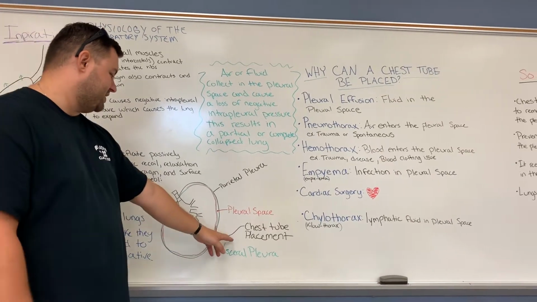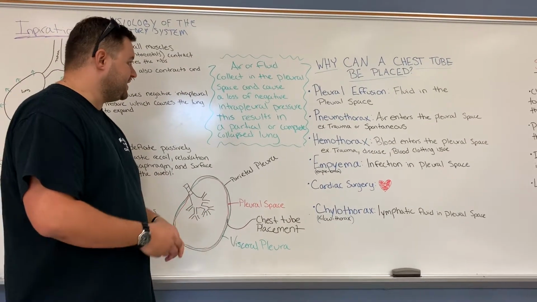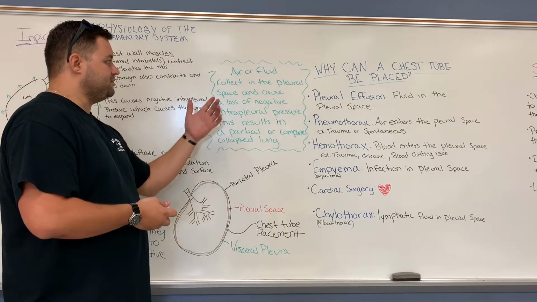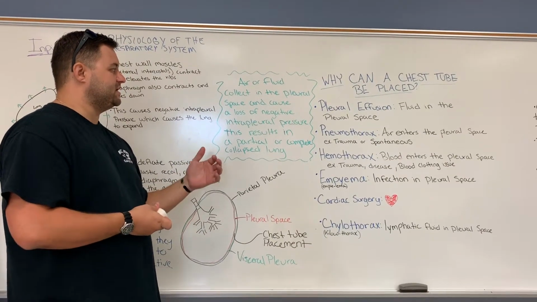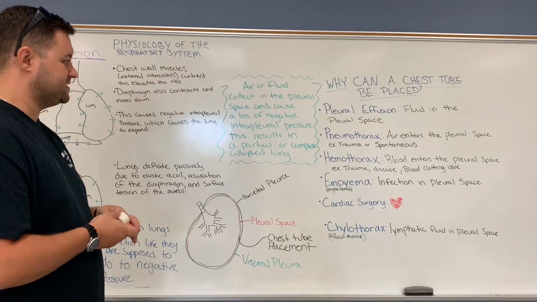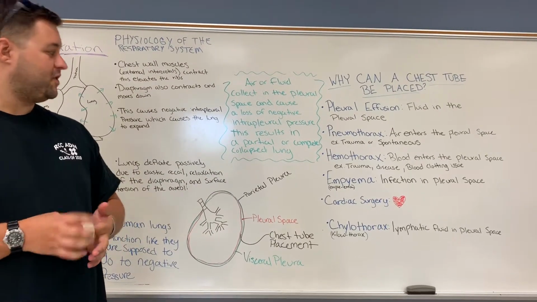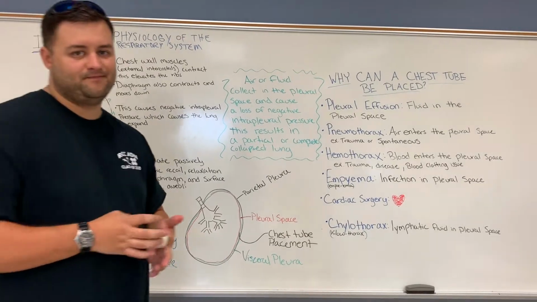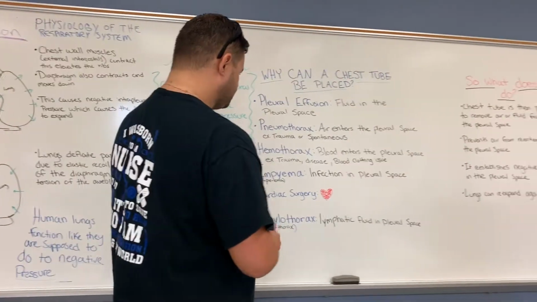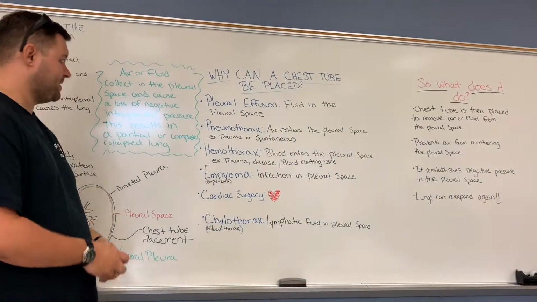The chest tube is placed into the pleural space, and a reason it would be there is because air or fluid could collect in the pleural space and cause a loss of the negative interpleural pressure. This results in a partial or complete collapsed lung, known as pneumothorax.